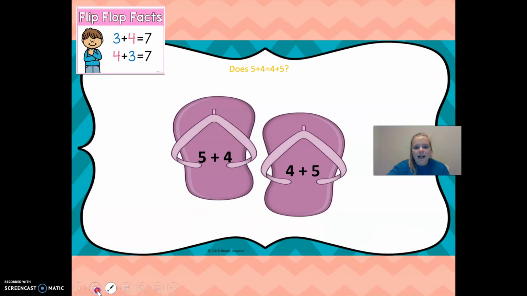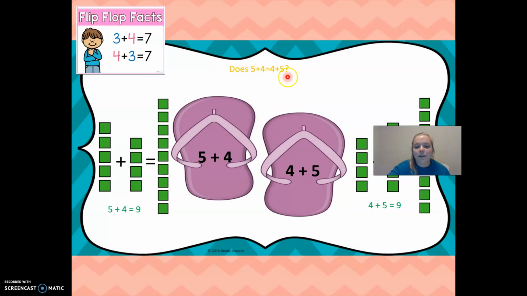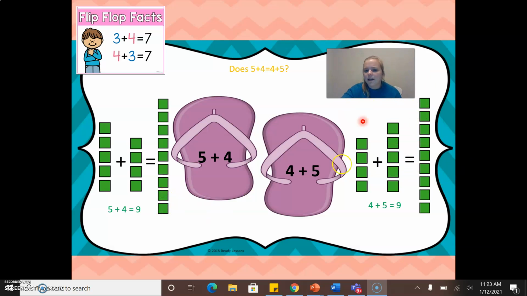All right, so here I have my first problem. This problem asks us, does 5 plus 4 equal 4 plus 5? This question wants to know if 5 plus 4 equals 4 plus 5. So let's look. Over here I have 5 plus 4, and they show me that that equals 9. Let's count. 1, 2, 3, 4, 5, 6, 7, 8, 9. Does 5 plus 4 equal 9? Yep. Let's check this side.